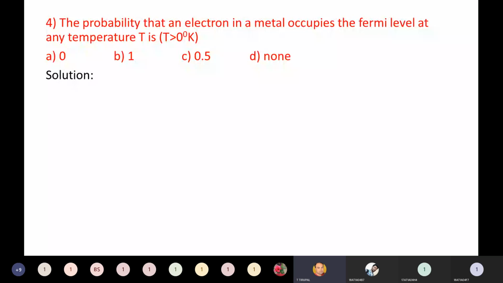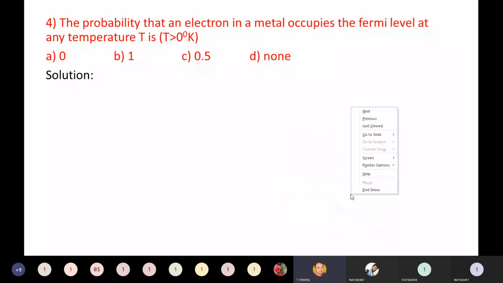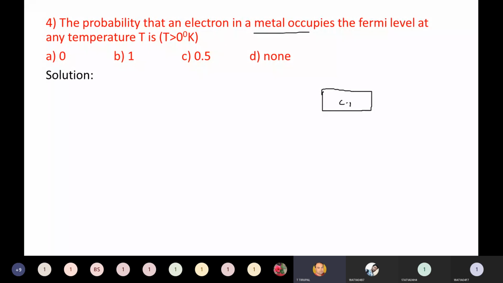So what is the question actually? The probability that an electron in a metal, it has been asked. So what is the answer? Put it in the chat box. In a metal it has been asked. In a metal means what is this? What is this band? Conduction band.